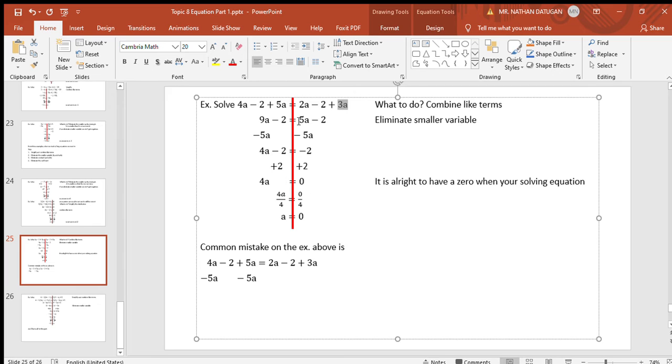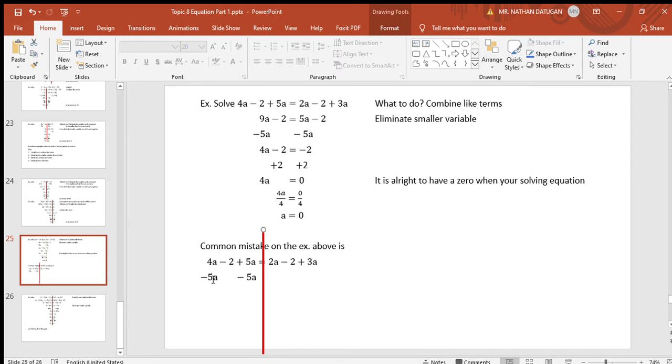A common mistake people make when combining the like terms can be seen here. So here's the example above: 4a minus 2 plus 5a equals 2a minus 2 plus 3a. The common mistake is that when they combine like terms, they think, oh, we're going to subtract 5a here, and then we're going to subtract 5a here, and then you're going to get negative a. You don't do that. The only time you undo an operation is when you do it on the other side. So when you do these things, I want you guys to always write that line, so you know that you're not doing it correctly.